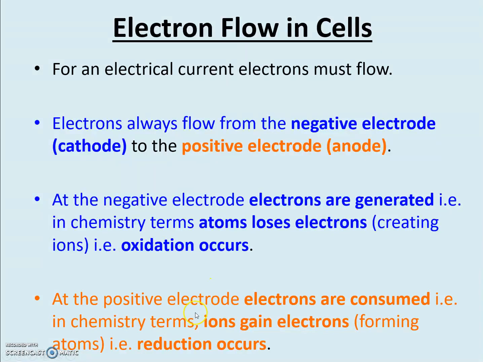Conversely, at the positive electrode, once the electrons have flowed through the wires, the electrons are used up, they are consumed, i.e. ions are gaining electrons, forming atoms, and we all know that the gain of electrons is reduction.